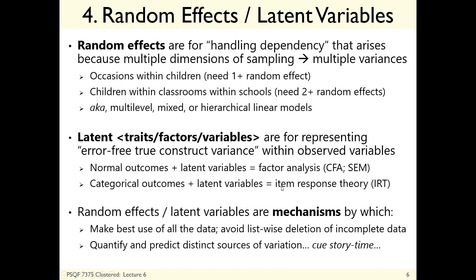And so random effects and latent variables are really, really powerful techniques because they allow us to make sense out of multivariate data. They allow us to quantify different sources of variation for different reasons and predict them. And we can also avoid getting rid of data by summarizing things unnecessarily.